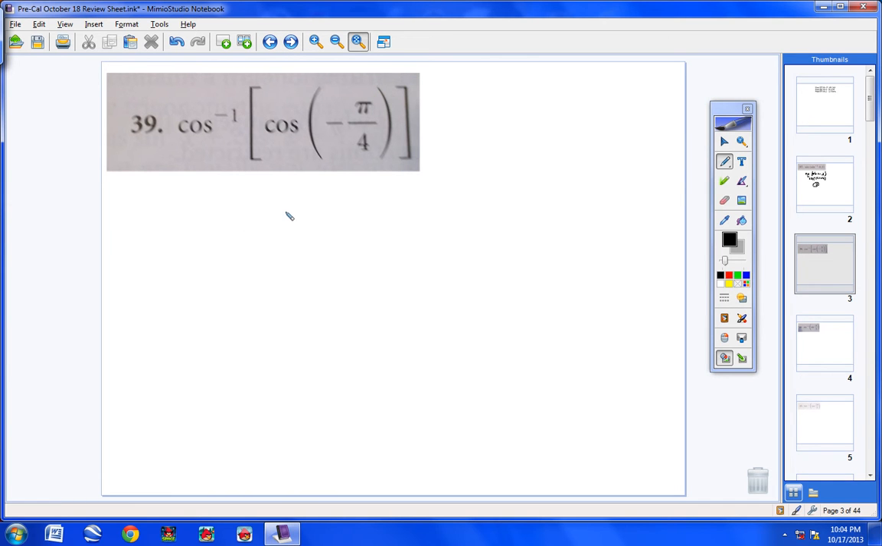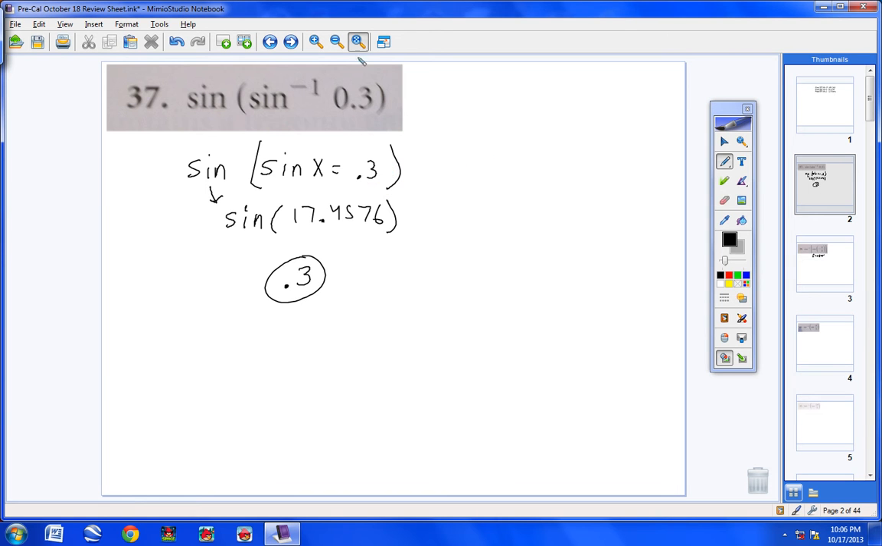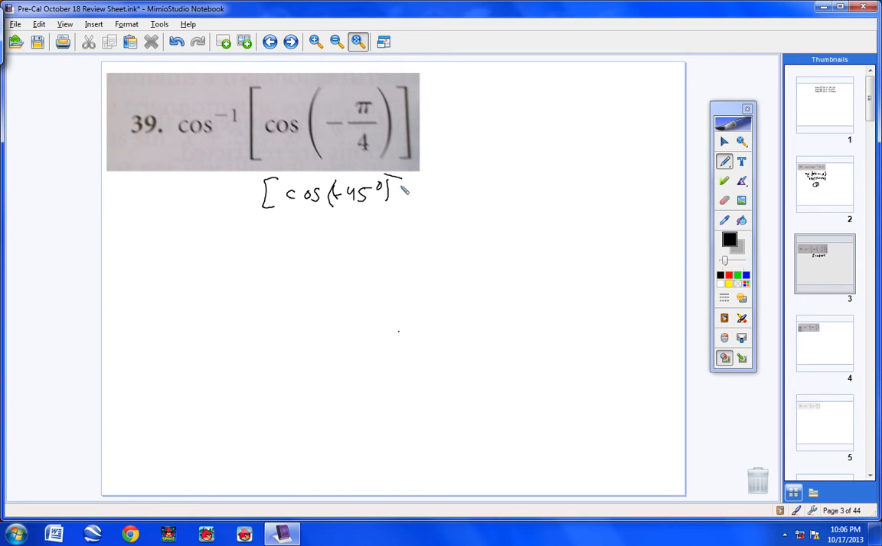Number 39. Let's start inside the brackets first: cosine of negative pi over 4. What I would recommend is that we're taking the cosine of negative pi over 4, which is the same thing, students, as the cosine of negative 45 degrees. It's a lot easier to work with degrees than it is to work with radians. Sorry about that, my pen is freezing up like it always does. So I'm trying to find the cosine of negative 45 degrees.